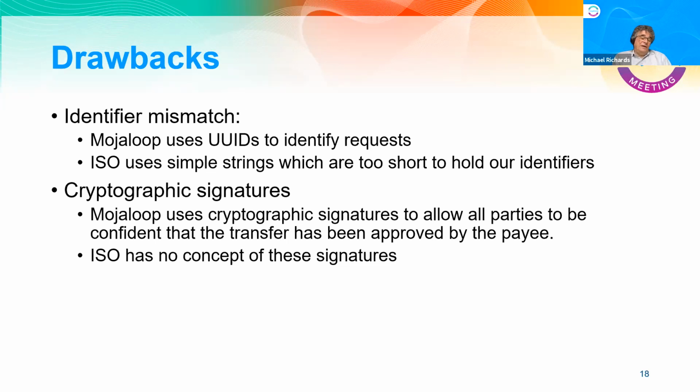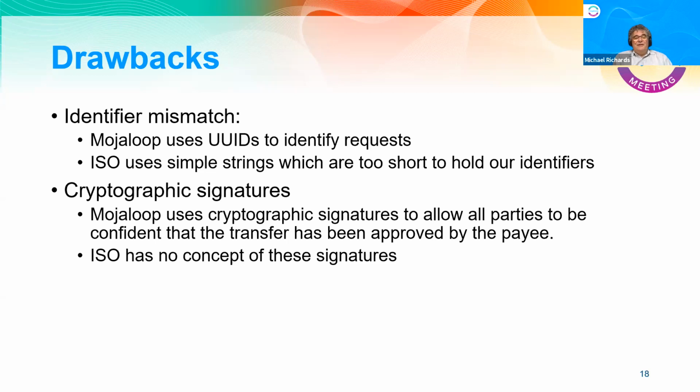So what we did on the hackathon was we changed the data type for these identifiers to be a UUID, which is an existing ISO data type. It's just not the one that's used for identifiers. So we will need to do some work on that in order to make sure that we can be properly aligned. The second and more interesting one is the question of cryptographic signatures.